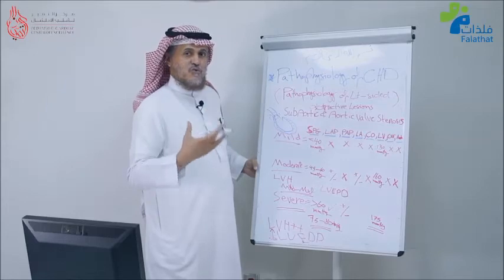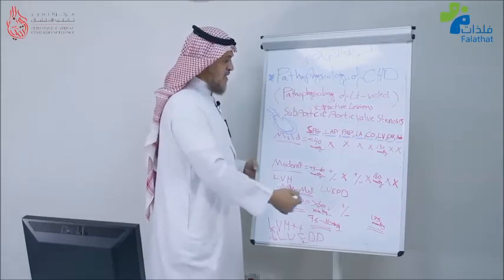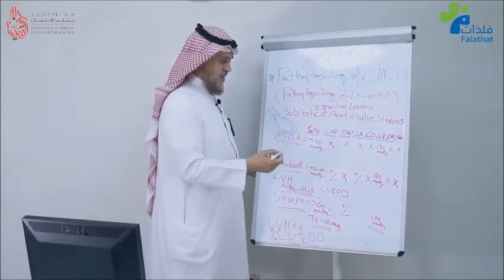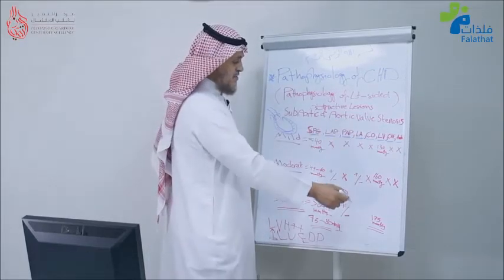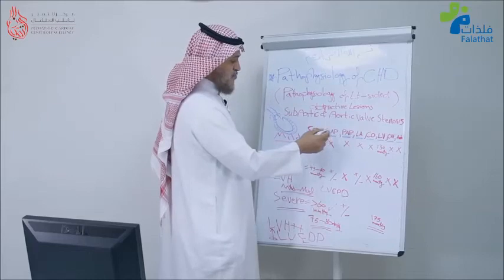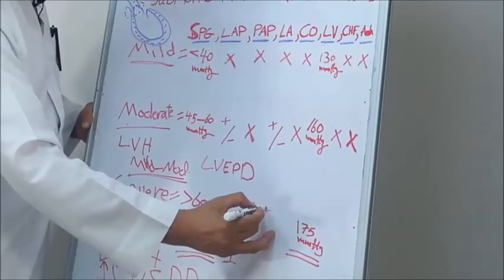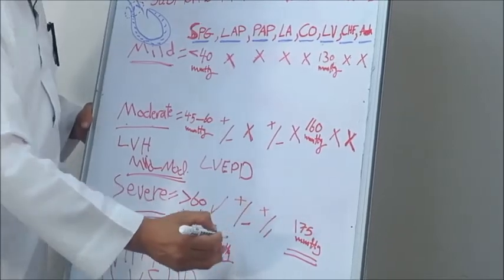Here we start to lose function, and then we will start seeing the bad effect, the significant effect, on the right side. Left atrial size and enlargement: if there is moderately elevated LA pressure or more, then again it can be affected.